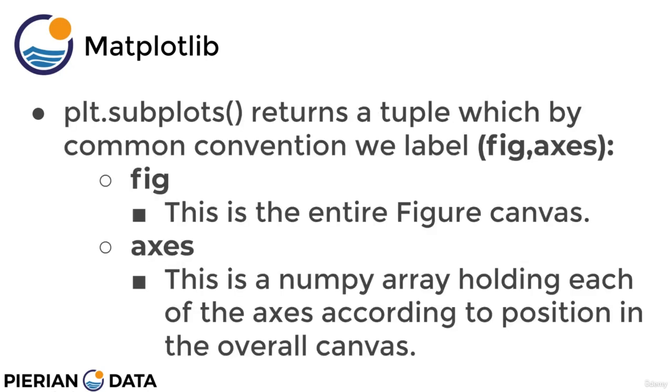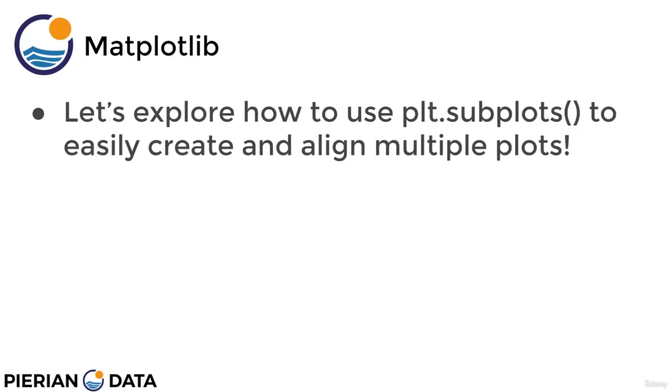So I keep mentioning this, but just to be clear, subplots is going to return that tuple. And by convention, we label it fig, axes, where fig is the entire figure canvas and axes is that NumPy array. And the way it's organized is that it holds each of those individual Matplotlib axes objects according to position in the overall canvas. So let's actually explore how to use plt.subplots to create and align multiple plots. I'm going to jump over to the Jupyter Notebook.